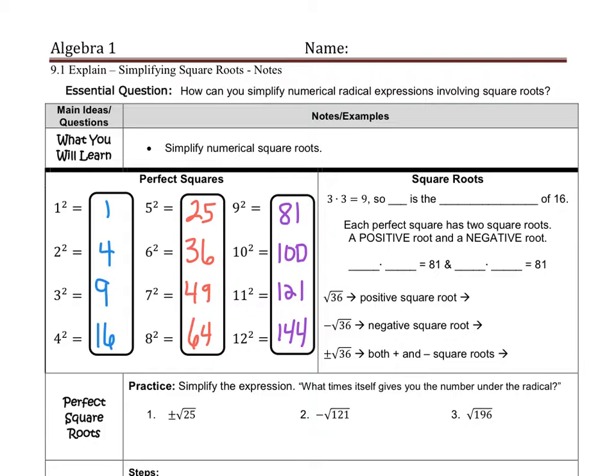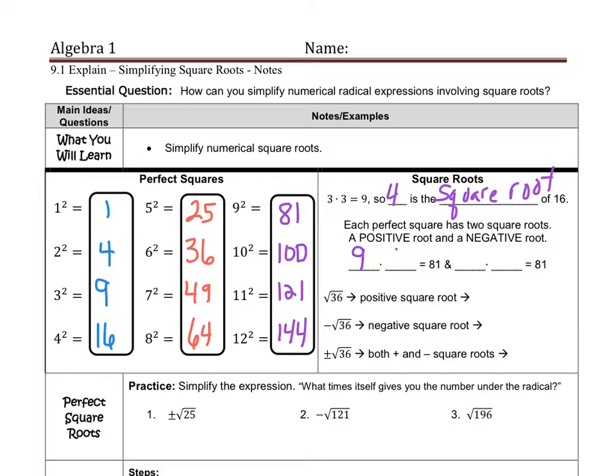Okay, so since we know that 3 times 3 equals 9, what is the square root of 16? We know that 4 is the square root of 16. And since we also know that you can multiply a positive times a positive to get a perfect square, or a negative times a negative, each perfect square has a positive root and a negative root.